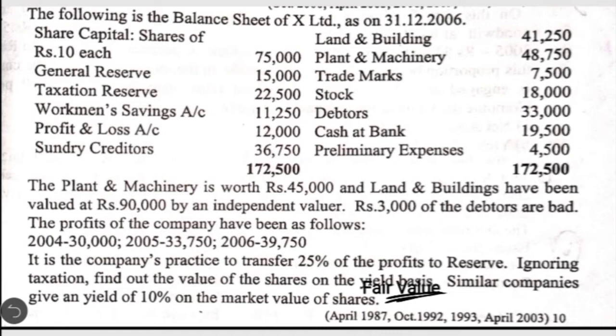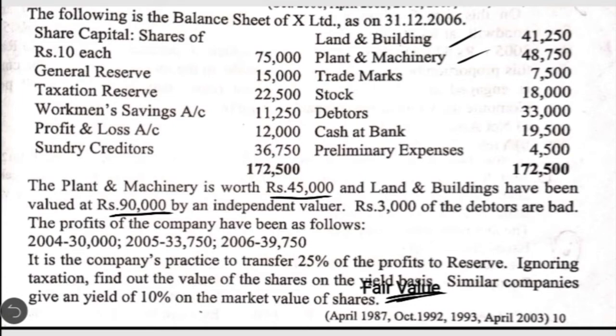Coming to the first step, that is with regard to intrinsic value, we are going to calculate what is the net asset available for equity shareholders, wherein we consider the present values of various realizable assets. Coming to the first asset given here, land and building, they have given the present value to be 90,000. We have to consider 90,000. Plant and machinery also they have given present value 45,000.